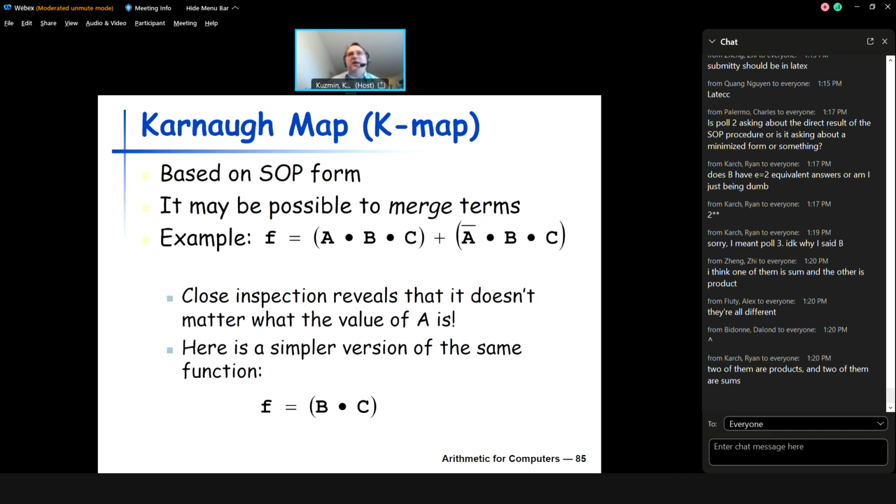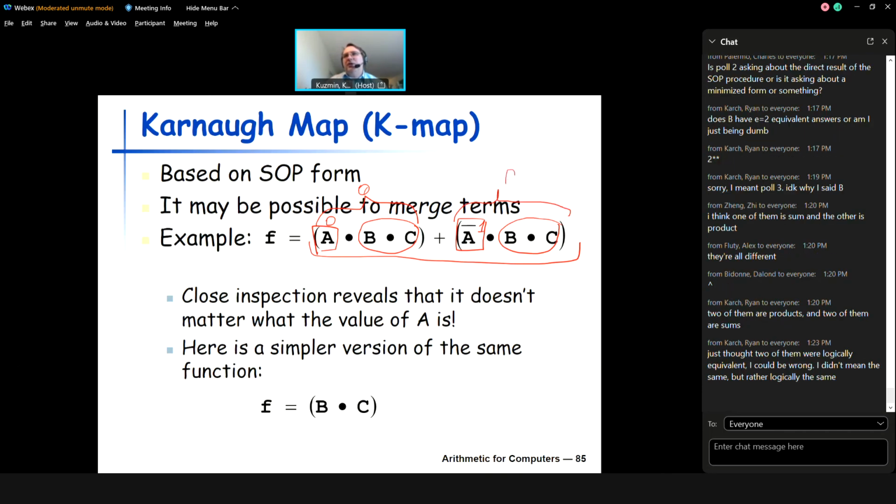K-maps are based on the SOP, sum of products form, and the idea is that it may be possible to merge certain terms. Let's look at this example. Imagine you have this SOP formula. Can you simplify it? Well, the answer is written on the slide, unfortunately, but hopefully you can see that it is this B times C term on both sides, and then something else here. So imagine that you have the values for B and C set and fixed, and then you're just looking at changing A. So if A is 0, this whole first term is 0, and not A is 1, and that means that this whole second term is BC.